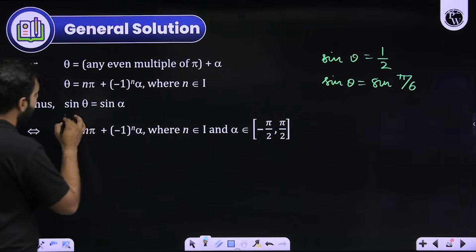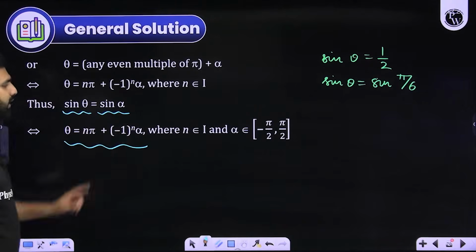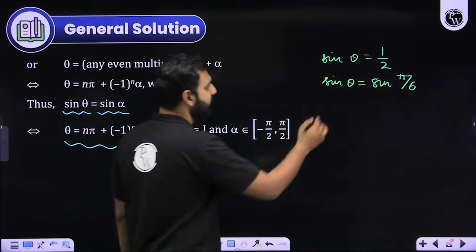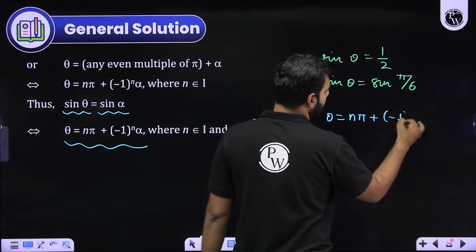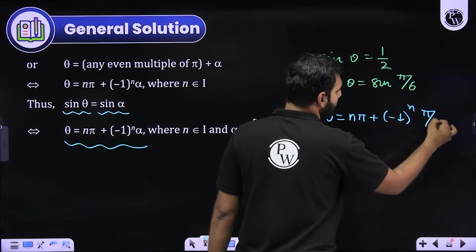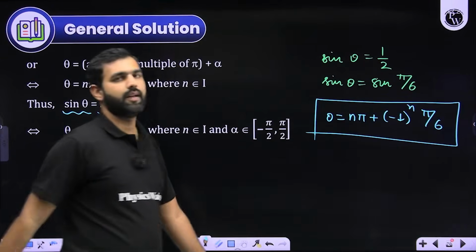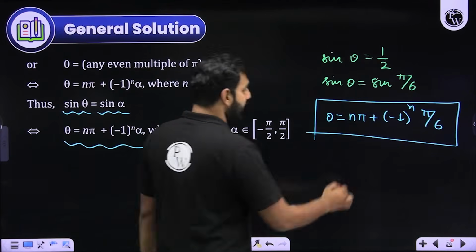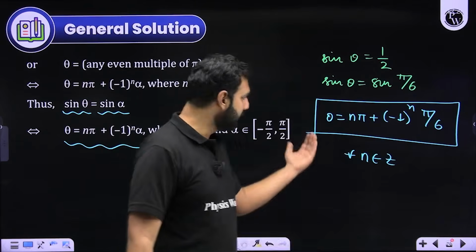If sine theta is equal to sine alpha, theta is given by n pi plus minus 1 to the power n alpha, which means theta here will be given by n pi plus minus 1 to the power n alpha. What is alpha? Alpha is pi by 6. And that's how you can write the general solution. What is n here? n is basically an integer here. So you keep trying different values of n, you will keep getting different values of theta.